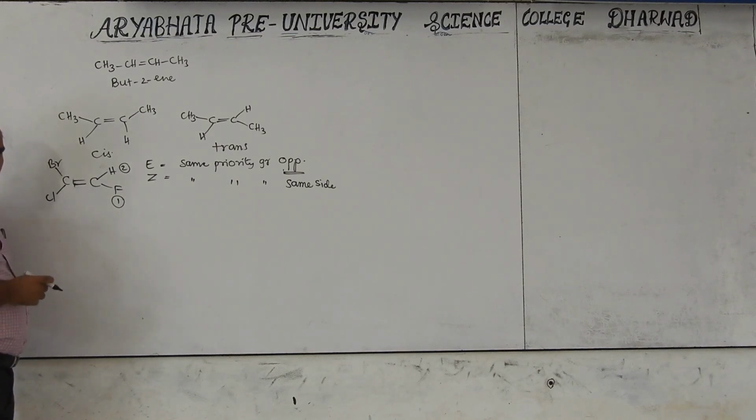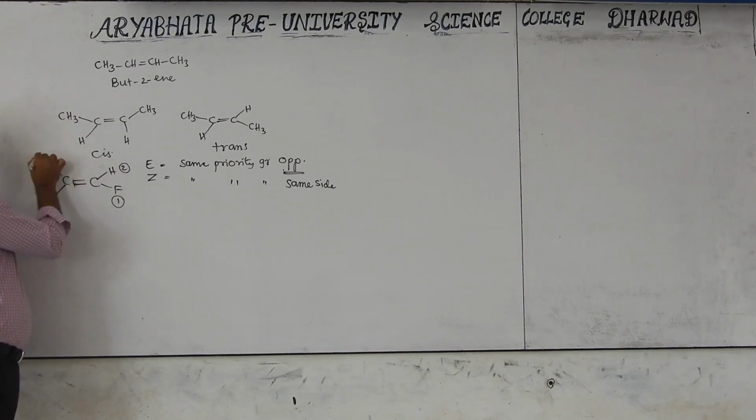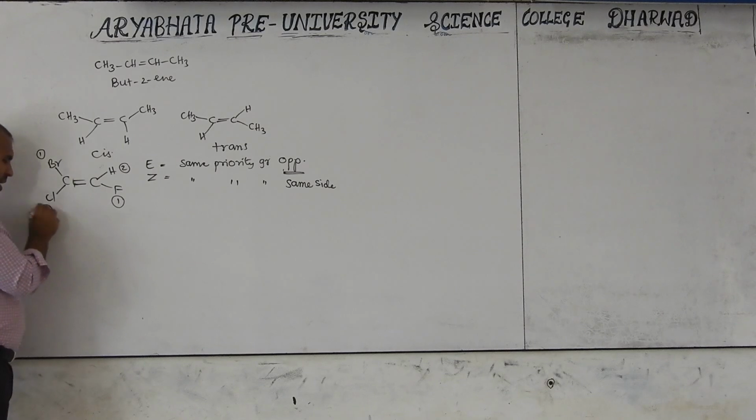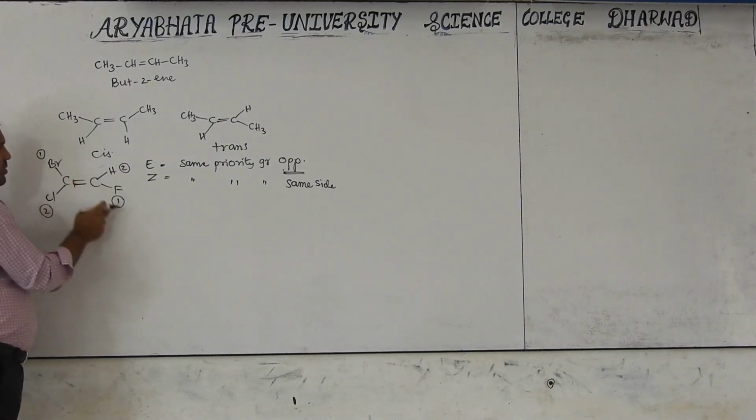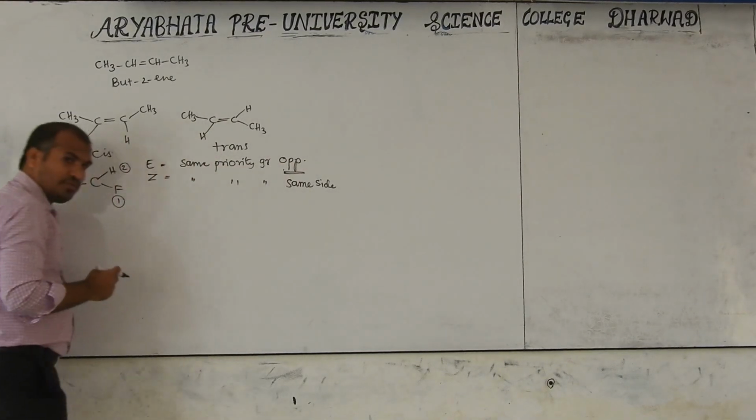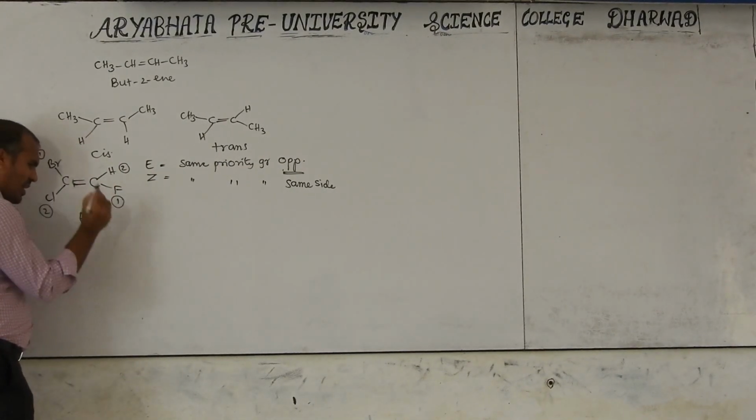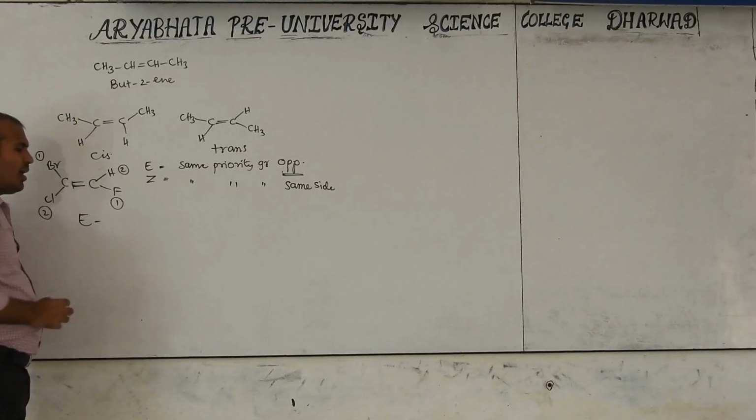Chlorine's atomic number we know, that is 17. Bromine's atomic number maybe you don't know, that is 35. 35 is greater than 17, so this is the first priority group and this is the second priority group. Observe: first priority groups are opposite. That is called E isomer, Entgegen.